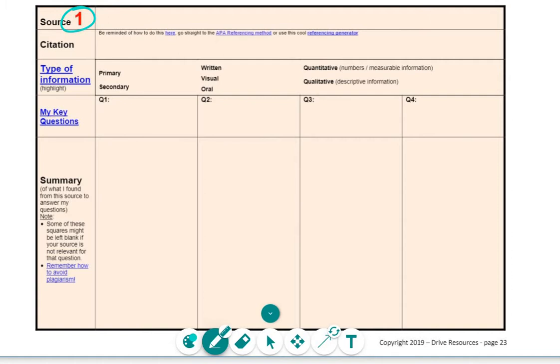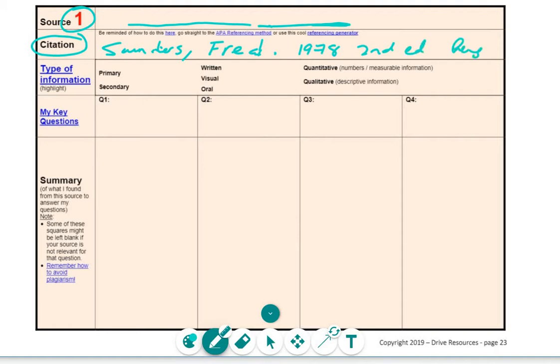For your source, just write in there the title, author, whatever. Title and author, or survey of Year 12 students in here. Now the citation, that means the proper way of writing it. So Saunders, Fred, I can't remember what the APA referencing is, but you might have 1978, second edition, Penguin Publishers, whatever. Okay, you've got to get that correct because you're going to use it in your bibliography later on.